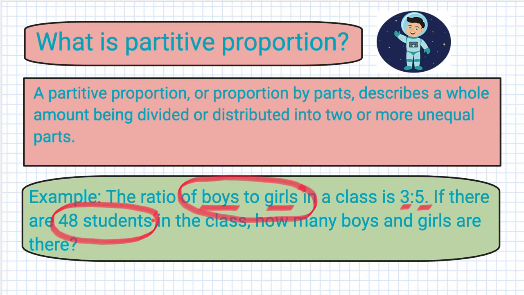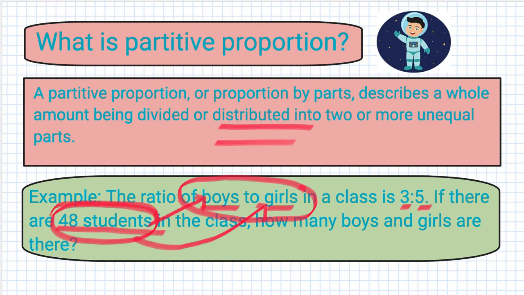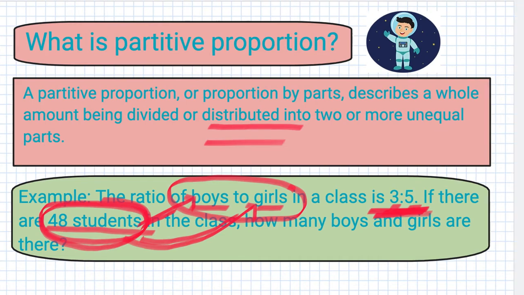Our problem here is to distribute this 48 into how many boys and how many girls. This problem is a partitive proportion because we need to distribute the total number of students into boys and girls with the use of this ratio, which is 3:5. Now, let's try to solve.